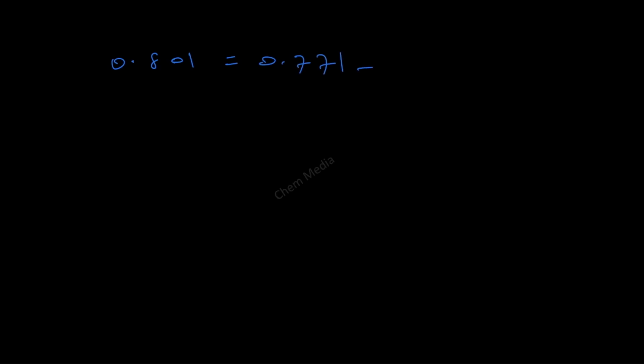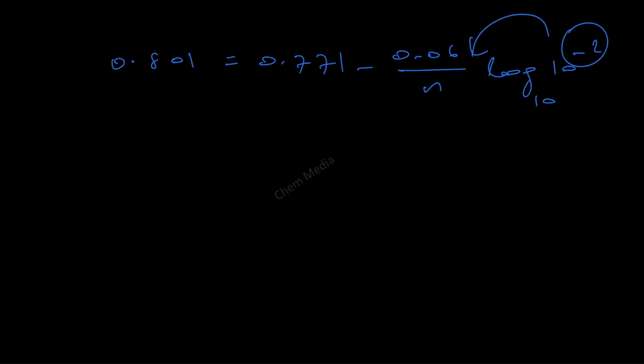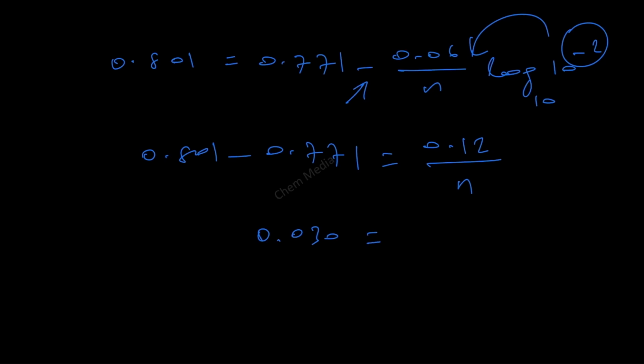Therefore, 0.801 is equal to 0.771 minus 0.06 divided by n log 10 to the power minus 2. We can bring this 10 to the power minus 2 here. We have another minus sign here, so that would become plus. Therefore, 0.801 minus 0.771 is equal to 0.12 divided by n. Therefore, this would be 0.030 and that is equal to 0.12 by n.